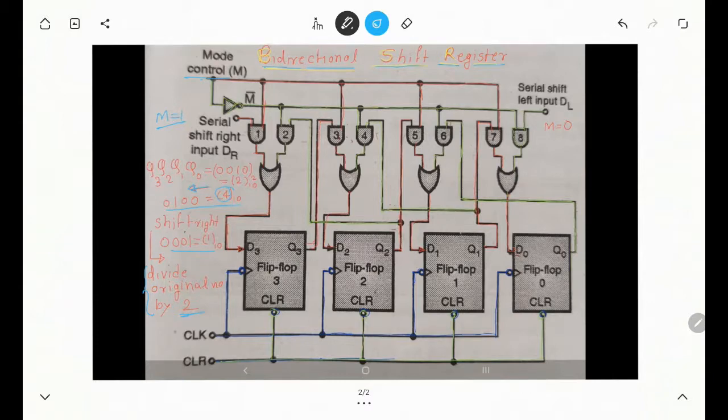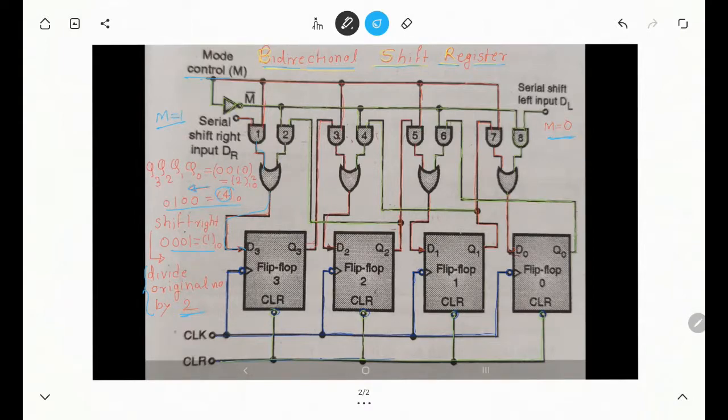These AND gates are disabled, and data is shifted right from D3, meaning flip flop 3 to flip flop 0. When your M becomes 0, in that case what happens?